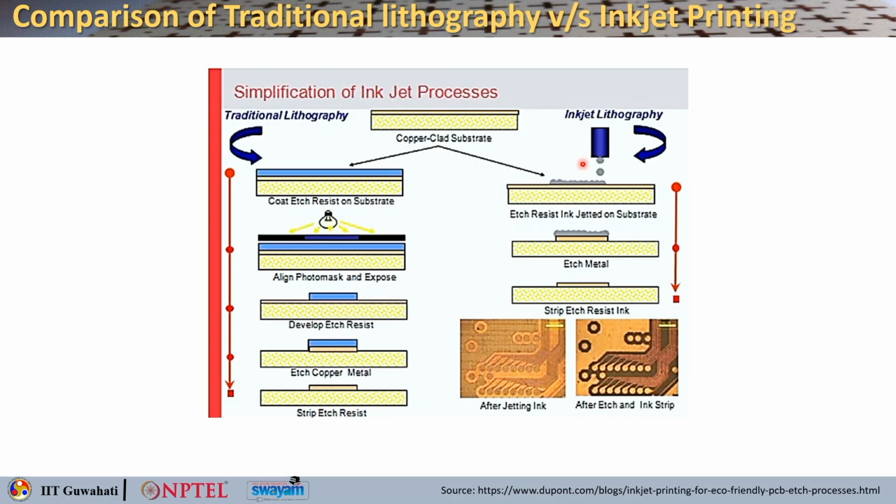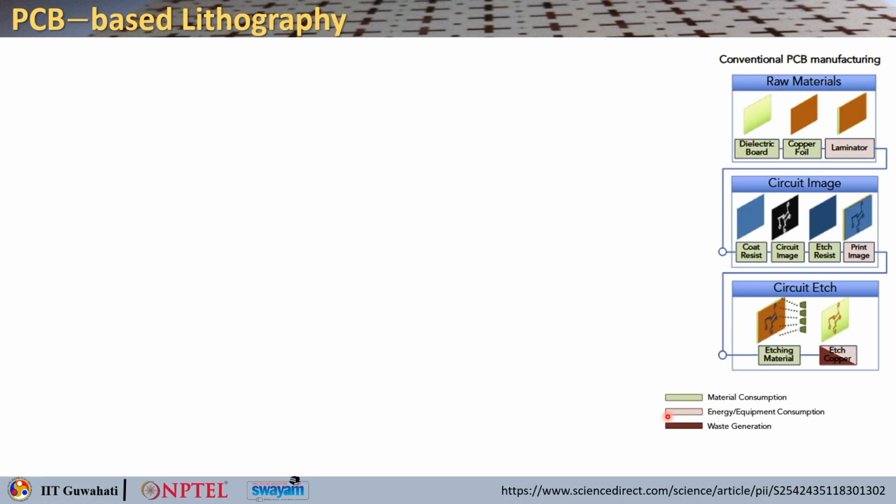In the case of inkjet lithography, the etch resist is ink jetted on the substrate. So, you put it like this. After that is done, you can etch the copper metal, and then you strip this etch resist ink, and you have the pattern done. So, this is how it typically will look after jetting ink and after etching and the ink strip. This is how you get your final PCB or the metamaterial fabricated.